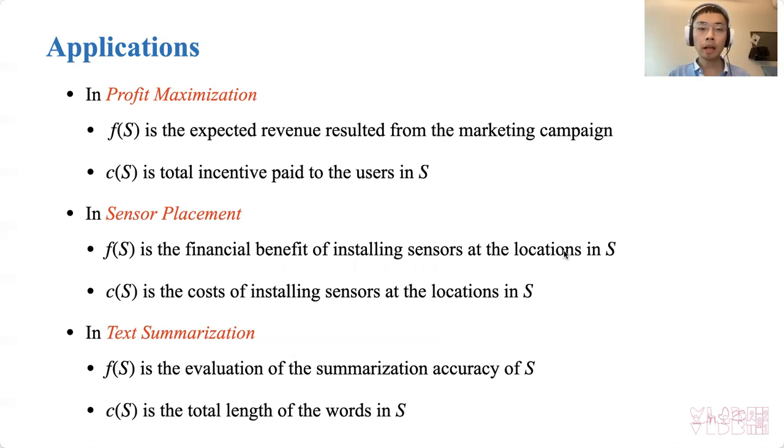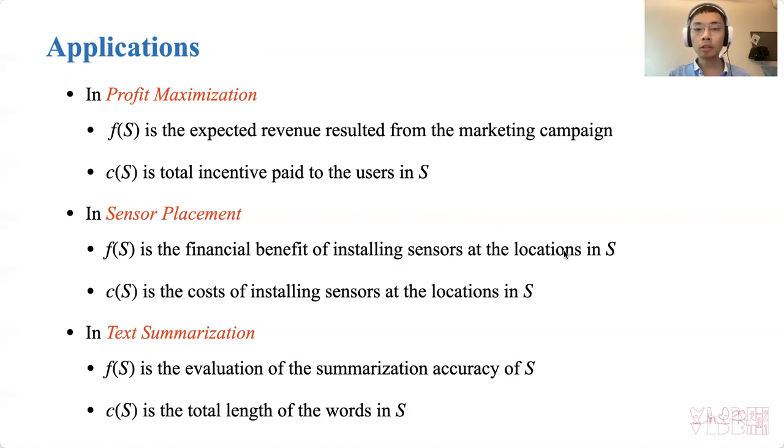In sensor placement, f(S) is the financial benefit of installing sensors at the locations in S, and c(S) is the cost of installing sensors at locations in S. The f(S) minus c(S) is an ideal option for sensor placement with balanced cost and benefit.